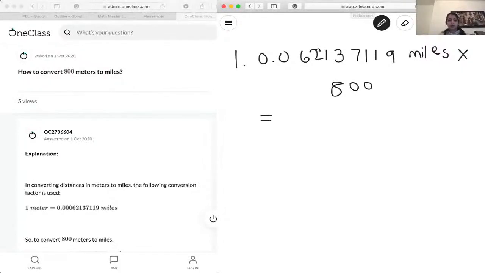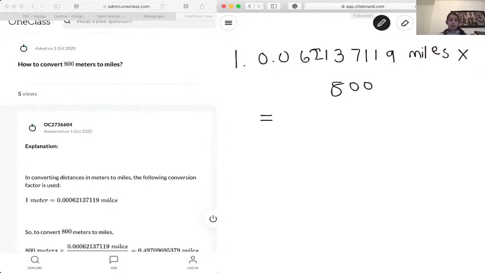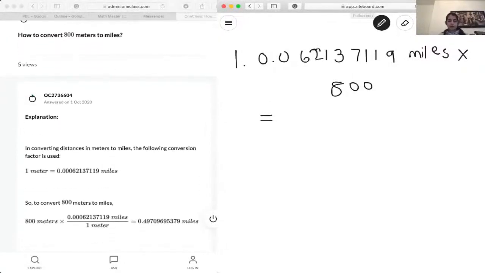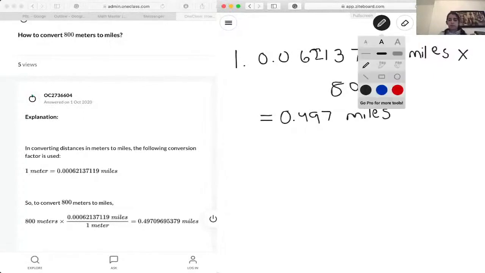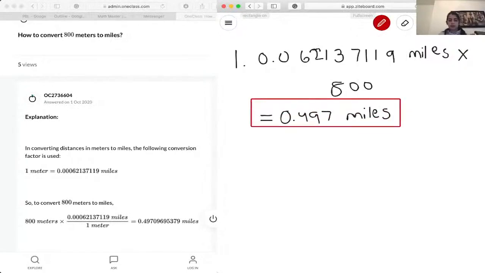And that, if you put it in your calculator, equals 0.49. You can leave it at 3 decimal places, so I'm just gonna put 0.497 miles. And that is our final answer.